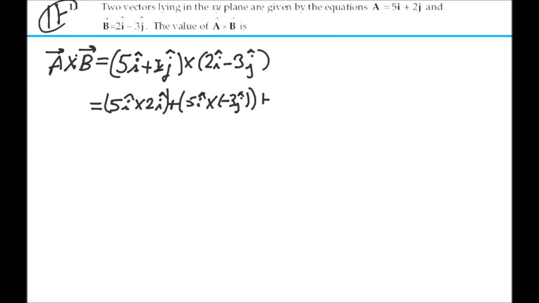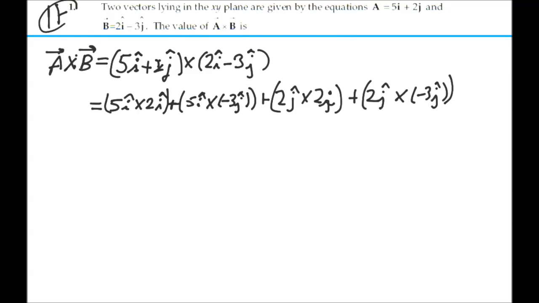And then we have the other terms. We have a 2j crossed with a 2i, and then we have a 2j crossed with a negative 3j. Alright, so we have these four terms.